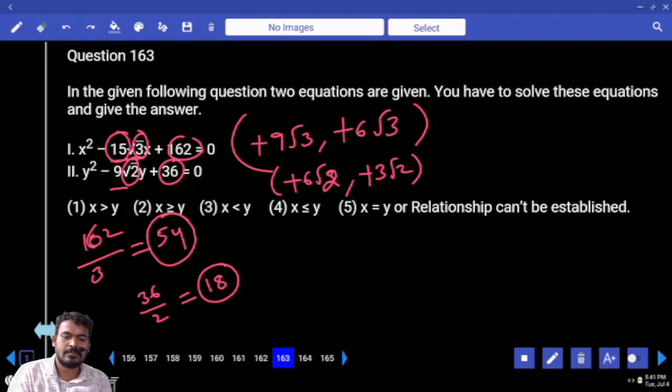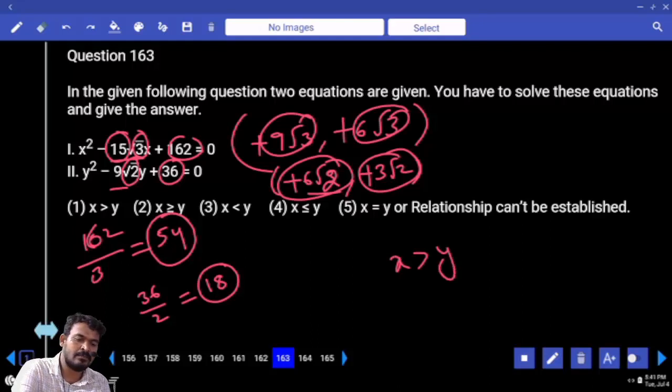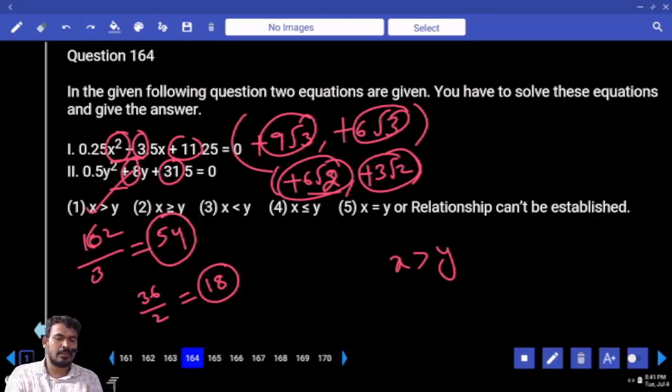What is the answer? 9 root 3 compared to 6 root 2, greater. 9 root 3 compared to 3 root 2, greater. 6 root 3 compared to 6 root 2, greater. 6 root 3 compared to 3 root 2, greater. What is the answer? X is greater than Y. Next 164.